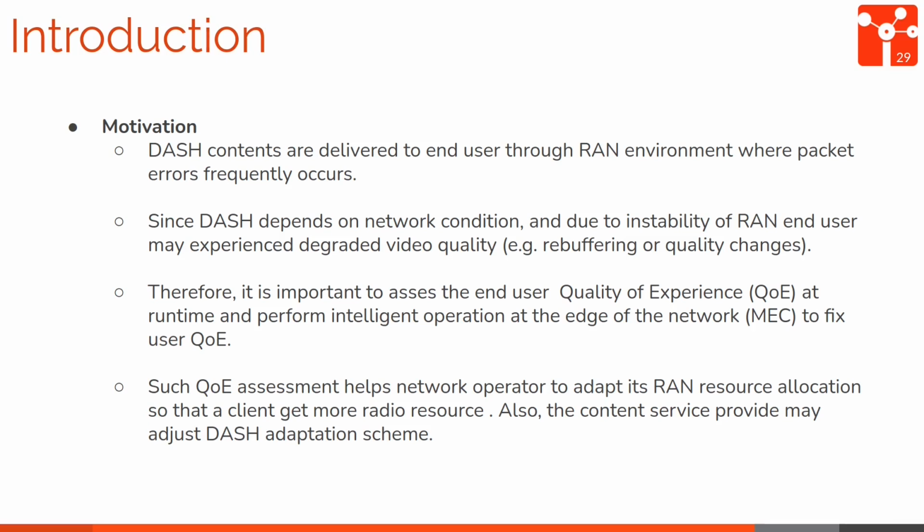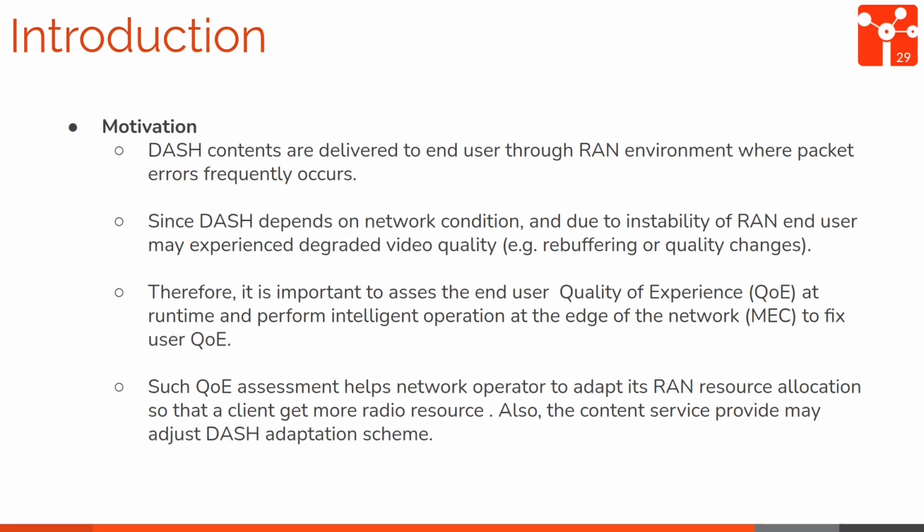Since we know that DASH standard video depends on the network condition, and due to the instability of the radio access network, or RAN, the end user may experience poor video quality, such as rebuffering events or lower quality, or quality changing frequently. Therefore it is important to assess the end user quality of experience, or QoE, in a runtime, real-time fashion, and perform intelligent operations at the edge of the mobile network, which we define as the MEC, to fix the user quality of experience if any QoE degradation occurs.